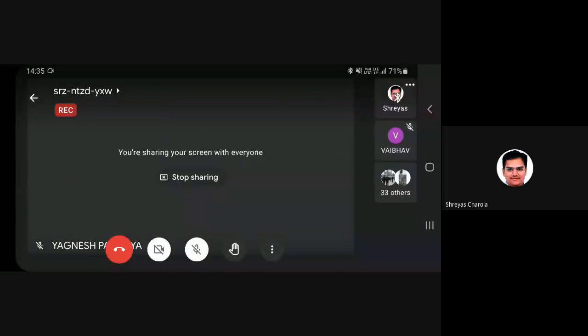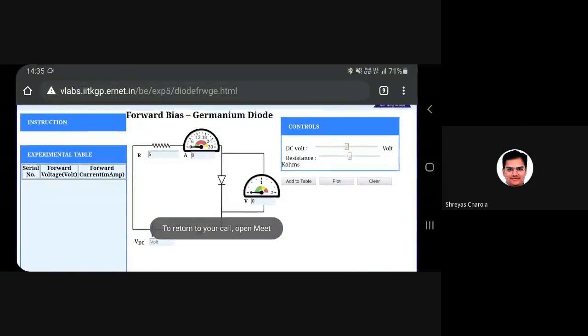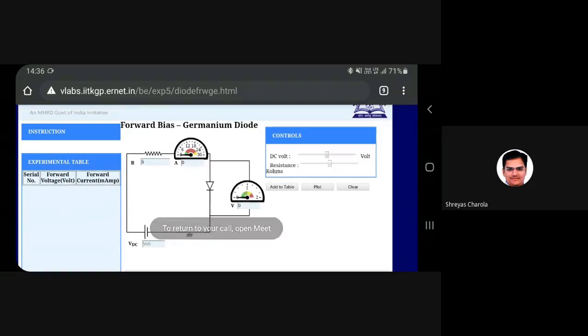Hello, sir. Can I share my screen for germanium diode? Yes. I want to know what is the cutoff voltage for germanium, the forward cutoff voltage, after which the current starts flowing.